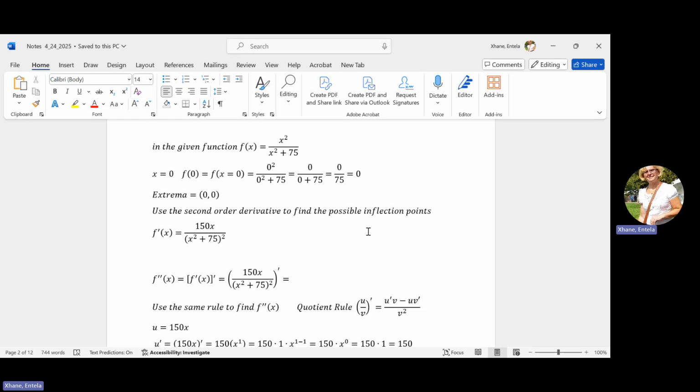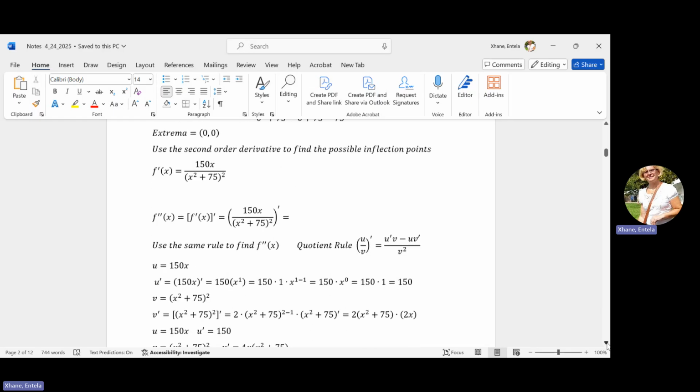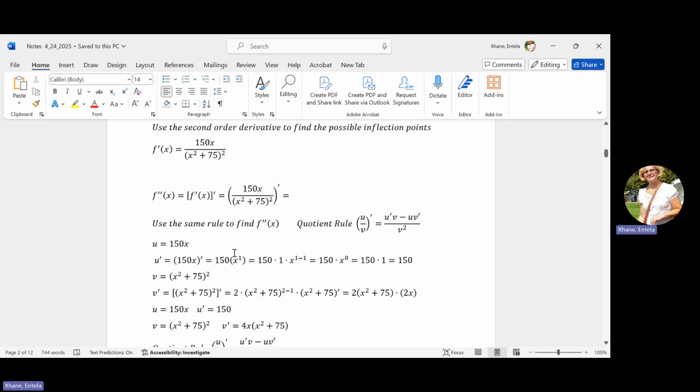You need to show that the graph of the function is changing from concave up to concave down or vice versa. To find the second order, you have to differentiate the first order. So that's what I'm doing in there. So I have a brand new function u and a brand new function v. It's not complicated to find the derivative of function u because that's the derivative of 150x, which is 150.